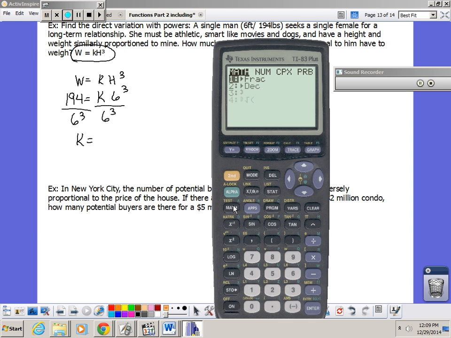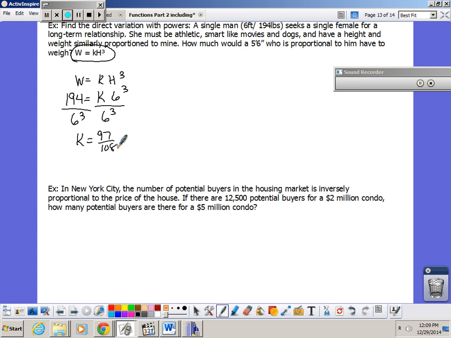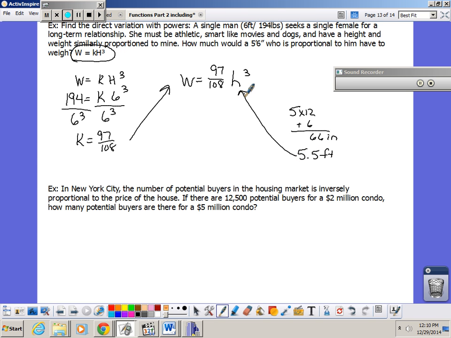0.9, and I change that to a fraction, 97 over 108. So now I'm going to come up here and go W is equal to 97 over 108 H cubed. Now I need to take 5 feet 6 inches, 66 inches. 5 feet 6 inches is 5.5 feet. So I'll be plugging in 5.5 feet. So W is equal to 97 over 108 times 5.5 cubed.